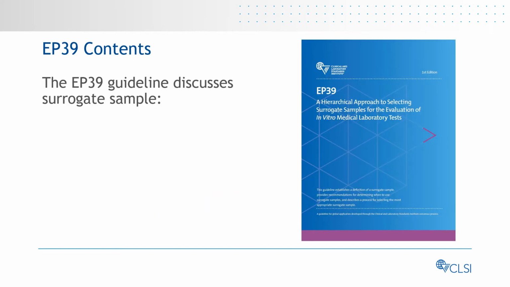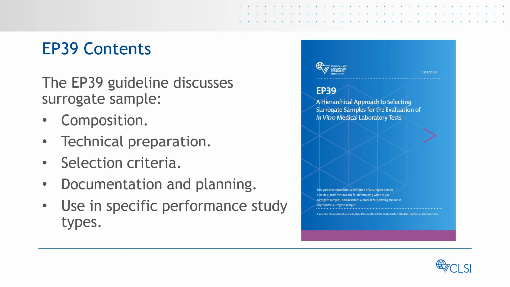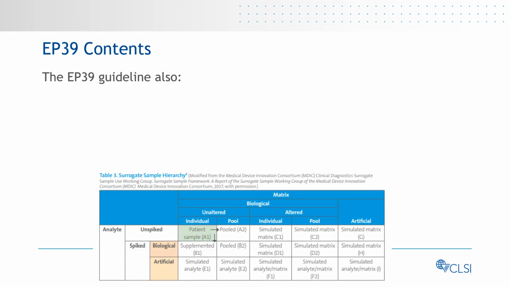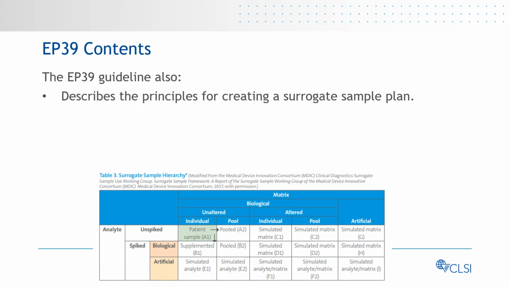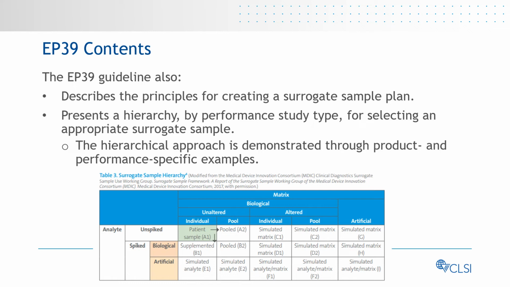The EP39 guideline discusses surrogate sample composition, technical preparation, selection criteria, documentation and planning, and the use of surrogate samples in specific performance study types. The EP39 guideline also describes the principles for creating a surrogate sample plan and presents a hierarchy, by performance study type, for selecting an appropriate surrogate sample. The hierarchical approach is demonstrated through product and performance-specific examples.